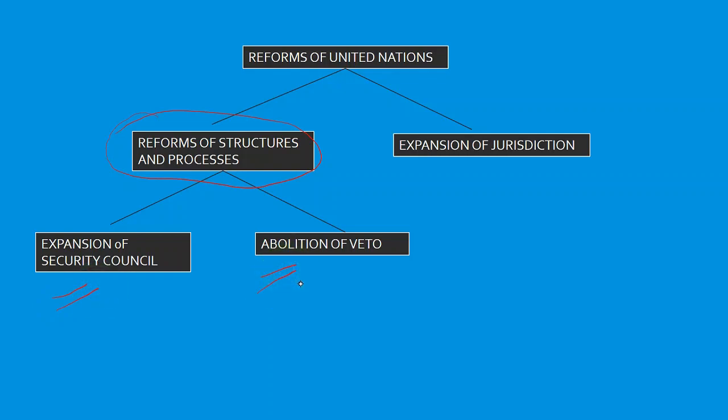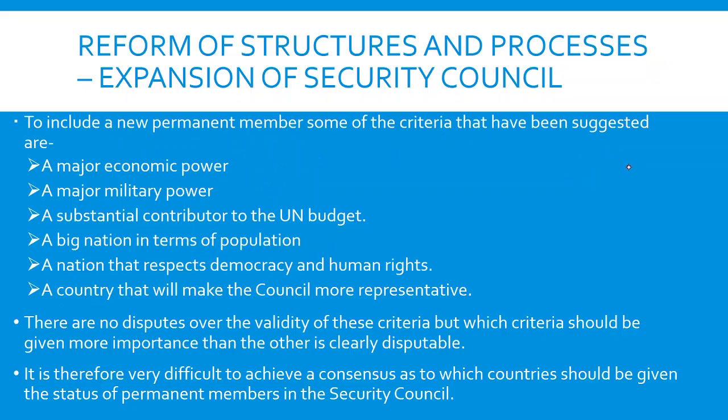Okay, and the second set of reforms that is being asked for is the expansion of the jurisdiction of the United Nations. So all these things I'm going to discuss in detail now. First, the reforms of structures and process, and under that the expansion of Security Council. Okay, so what is the issue of expansion of Security Council? That is to expand the membership of Security Council and to include new permanent members.